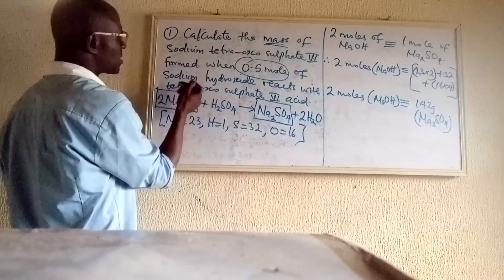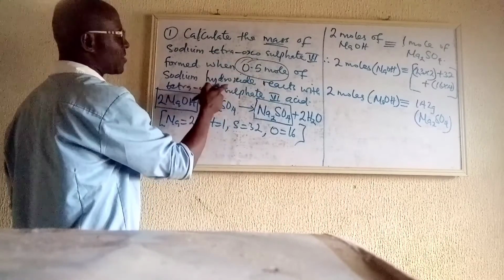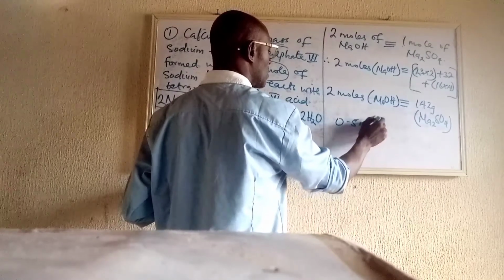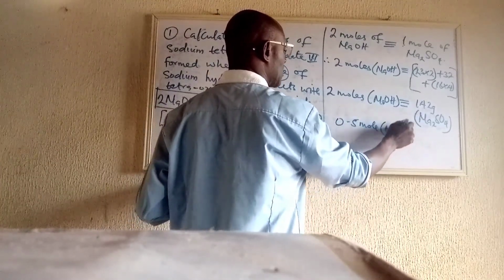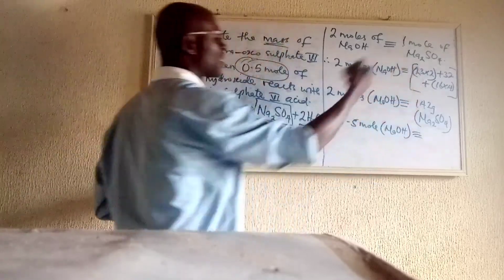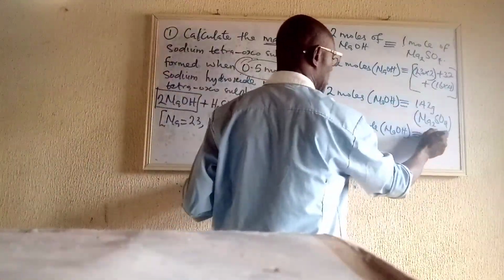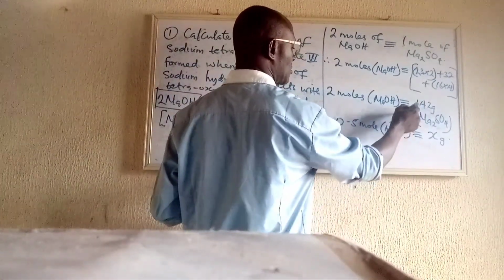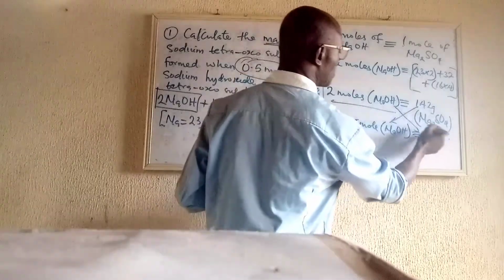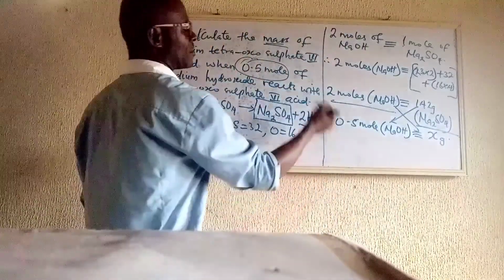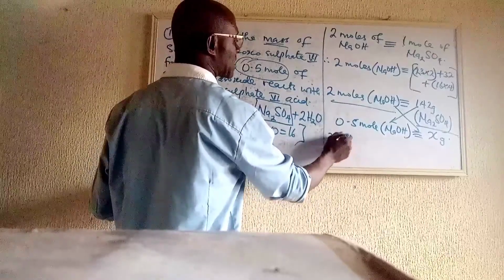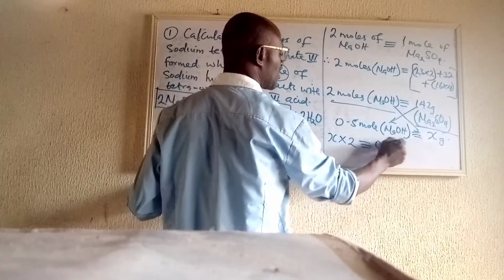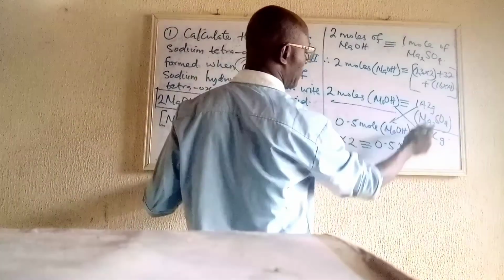So now, but 0.5 mole of sodium hydroxide is given. So 0.5 mole of sodium hydroxide will now produce what mass of sodium sulfate? Let's use a letter. Let's say x grams. Then by cross multiplication, don't forget the division line. So x times 2 will give 0.5 times 142.